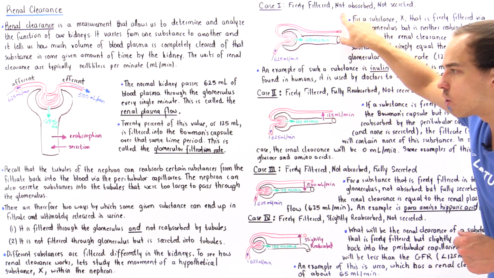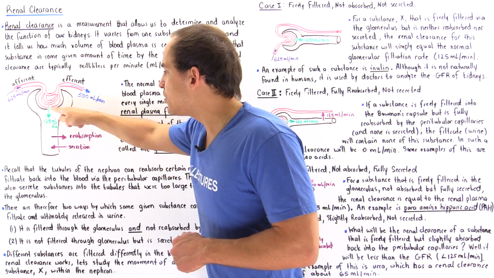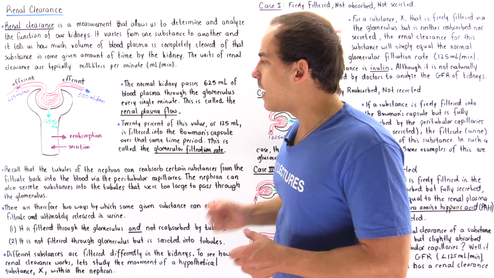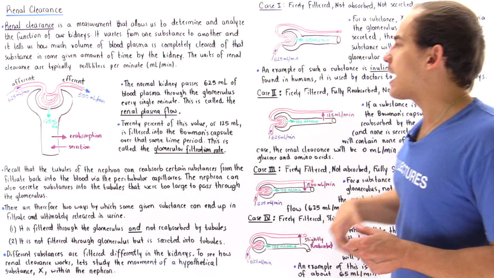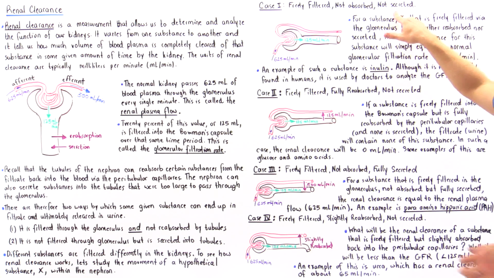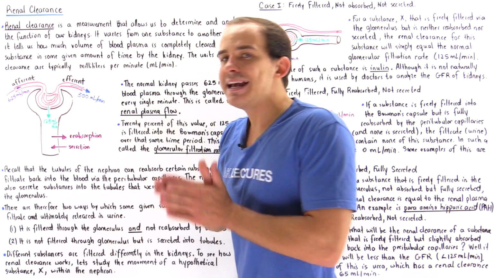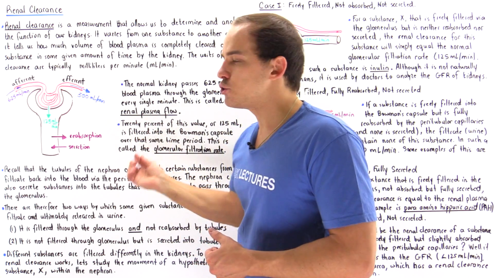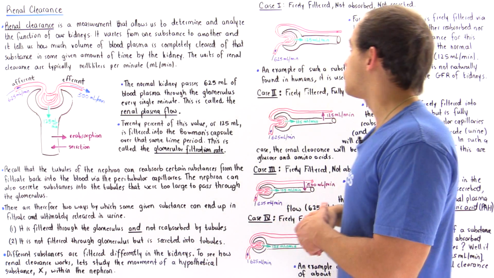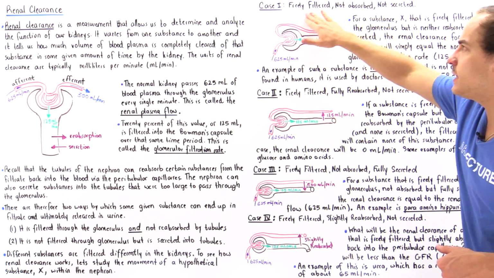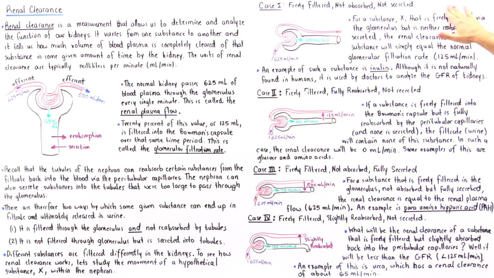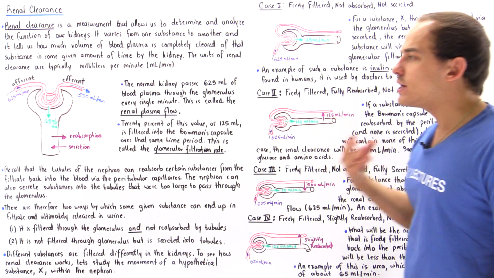Now, not reabsorbed means when that substance is within our tubule of the nephron, it is not reabsorbed back into our peritubular capillaries. And not secreted means if any of this substance is found in the efferent arteriole, it is not secreted by the peritubular capillaries back into our filtrate. So case number 1: freely filtered, not reabsorbed, not secreted. So for a substance X that is freely filtered via the glomerulus, but is neither reabsorbed nor secreted, what exactly will be our renal clearance?